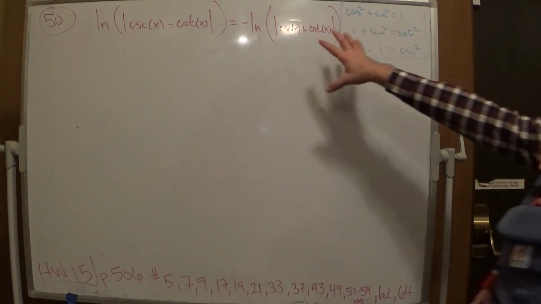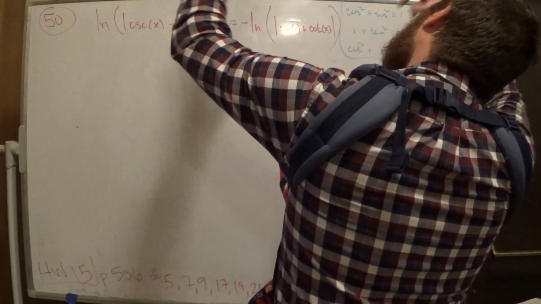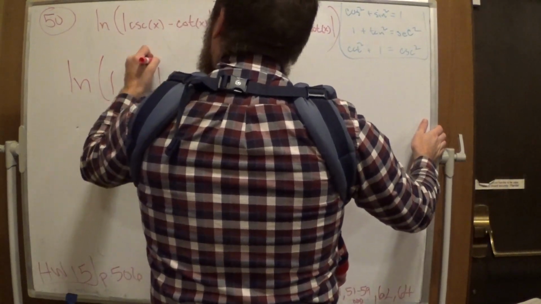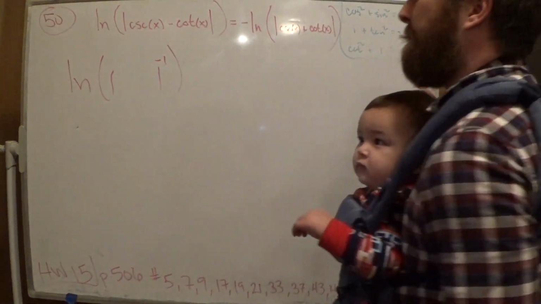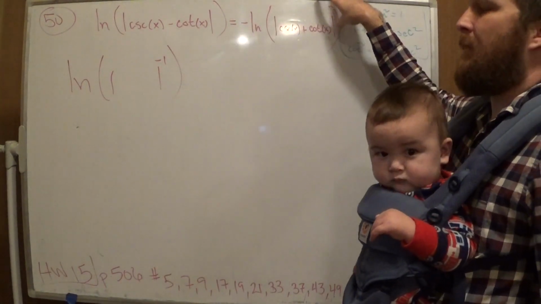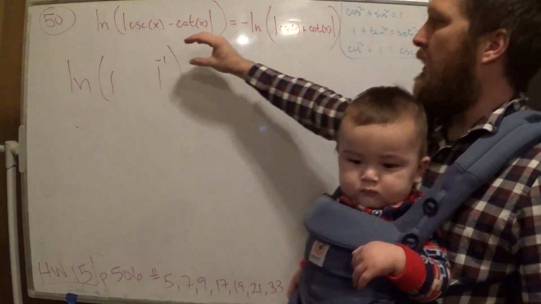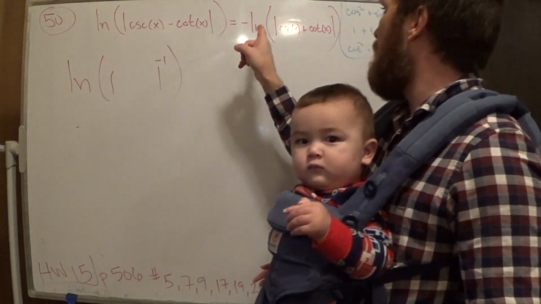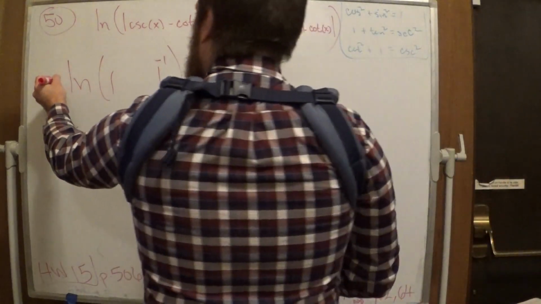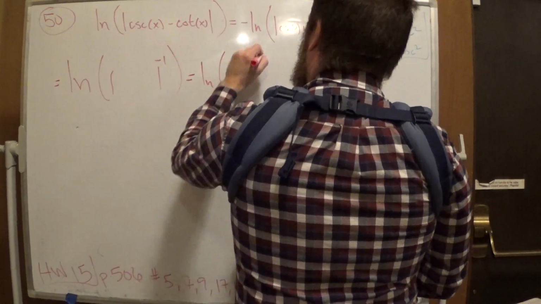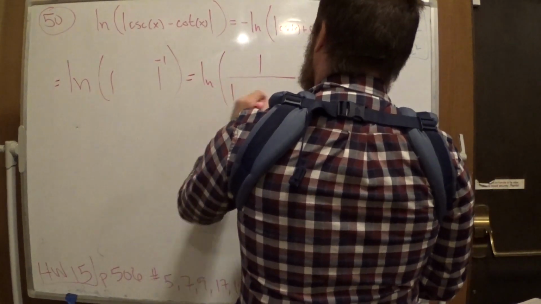So I'm going to start with this side and say, well, the negative comes up like that. It's a negative one out front. It's our favorite property of logs, that exponents come out or go up. That's the nice thing. So this side of the equation is equal to the natural log of 1 over this stuff.